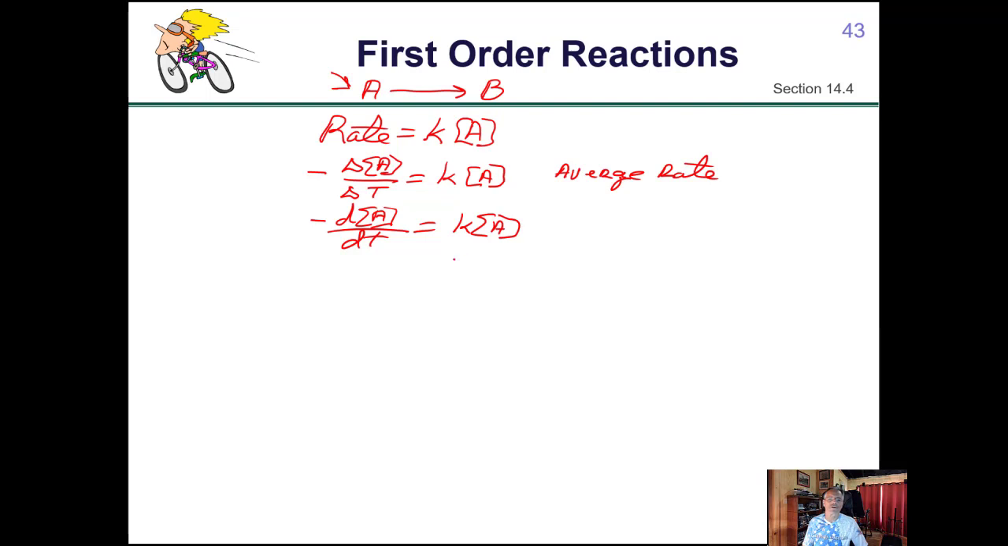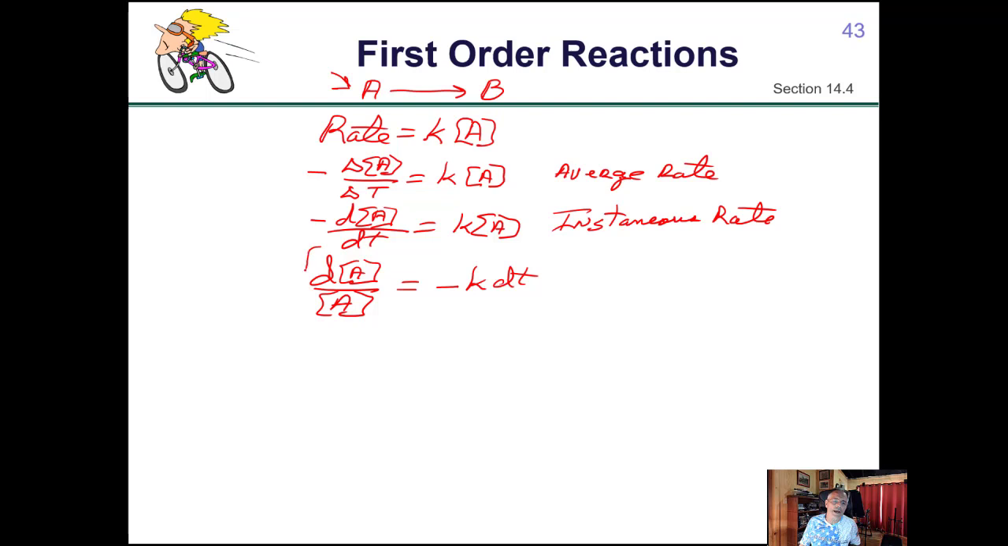We need to get all of our terms on the same side, so I'm simply going to divide both sides by A, multiply both sides by dt, and move the minus sign over there. That's going to give us d[A]/[A] is equal to minus k dt. I've got my change in time on the right-hand side and the change in concentration on the left-hand side. Now that we've got our differential equation, we can go ahead and integrate.